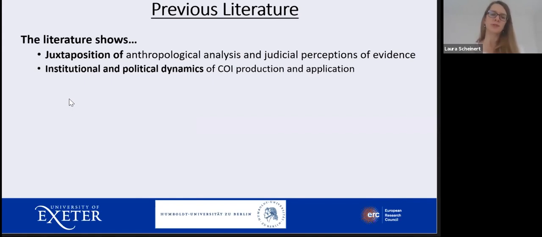COI in courts is also used as cultural evidence or as informing hearing management. And the juxtaposition is really between those who present the knowledge and the aims and purposes with which they do that, and those who apply the knowledge and the focus that they put on that. The second strand of literature focuses on the institutional and political dynamics of COI production and application. So it asks questions like, how is COI produced and how does it shape its application?